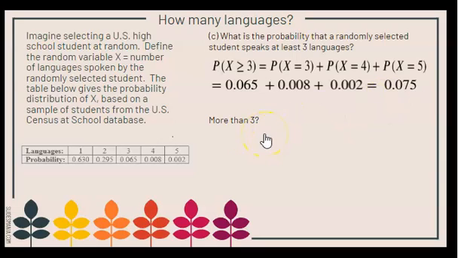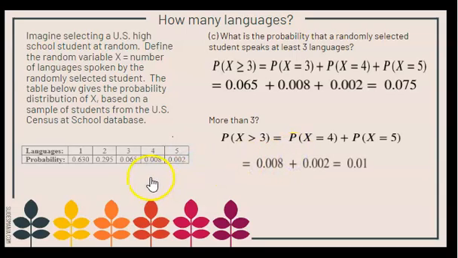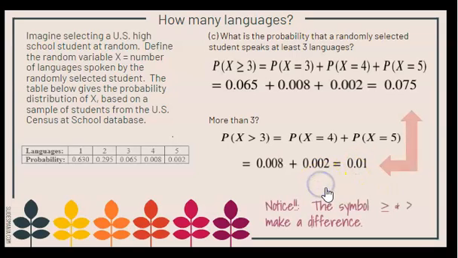Now the next part of it says, what about more than 3? Well, more than 3 does not include 3. That means I have to do 4 or 5. So I really just have to add up those two probabilities and find my answer. Notice that the symbols greater than and greater than or equal to create different answers. And that's a feature of discrete random variables. It will be different probabilities with the different inequalities. All right, so just make a mental note of that and make sure you're including or excluding the appropriate numbers.